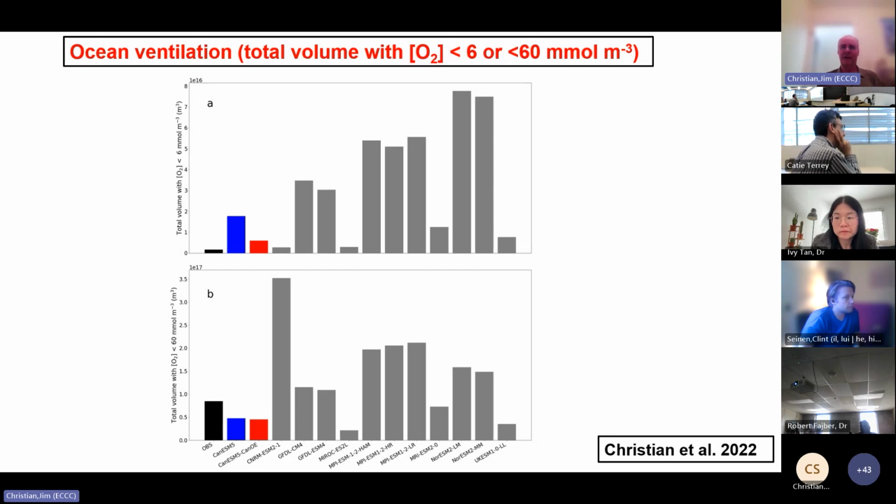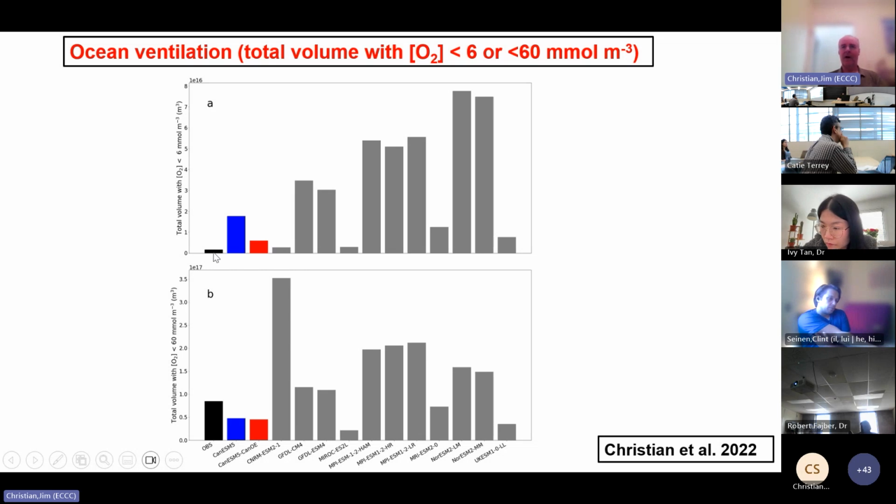And for reference, a surface ocean that's in contact with the atmosphere would be between like 200 and 400, depending on the temperature. So ventilation of the interior ocean, particularly in the Pacific, is something that models don't necessarily do terribly well. So we're looking at this total volume of low oxygen water.